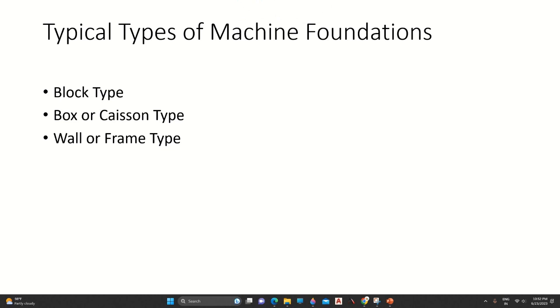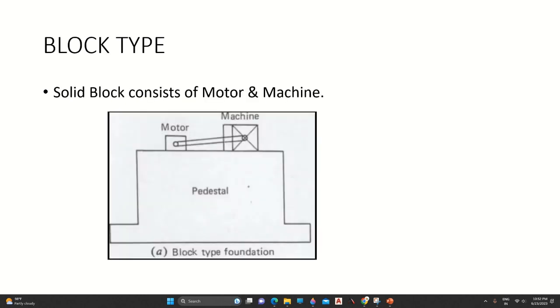So individually, when we see how this block type of foundation looks like, you have this solid block, which consists of your motor and machine. Sometimes for the motors we need to find the RPMs, and we should not come into the dynamic response range. And for pedestals, here we need to check for the six types of freedom, that is, six types of motions.